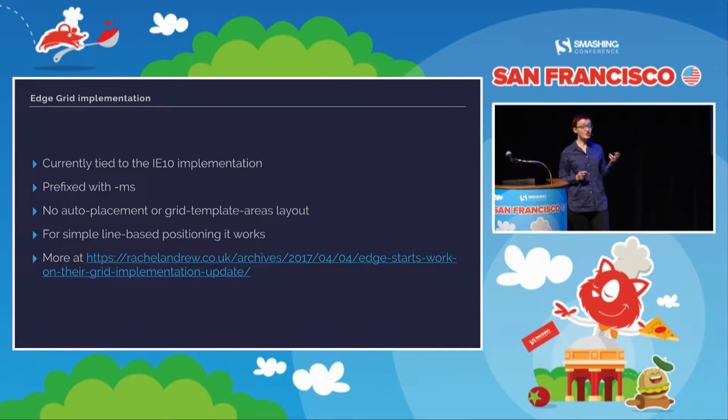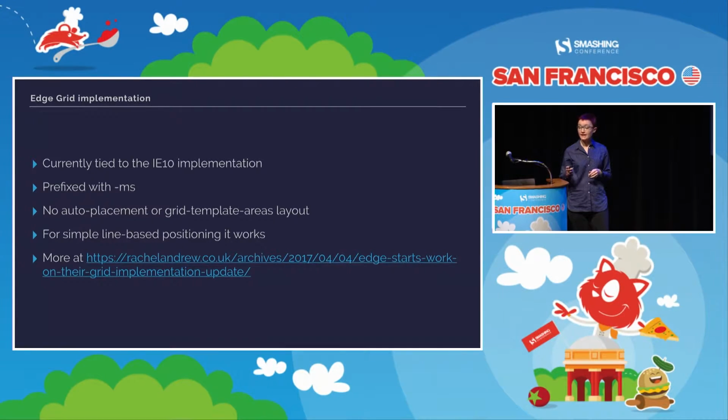The Edge implementation is currently tied to IE10. It's prefixed, so when Edge ship their new implementation, it won't be prefixed. So you'll always be able to, for instance, use feature queries and still write the MS stuff for IE. It doesn't have auto placement, it doesn't have the grid template areas stuff, but for simple line-based positioning, it works very well. And so you can use the IE implementation as a fallback for old IE browsers going right back to IE10 if you're using grid layout.